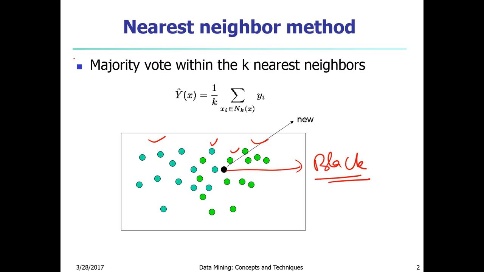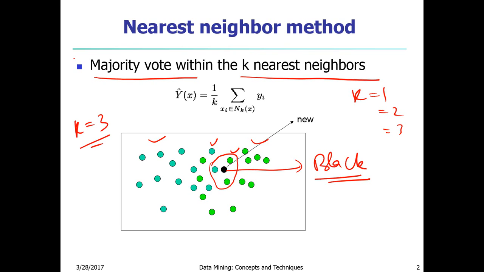So we take a majority vote within the k nearest neighbors. K could be anything. It could be 1, 2, 3, or even more than 3. So we take the k nearest neighbors to this test or new circle, and we take a majority count. Suppose these three are the closest circles to the new circle, which is the black one, and k here is 3. So what is the majority?